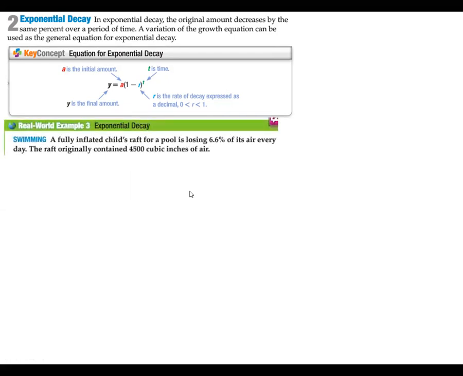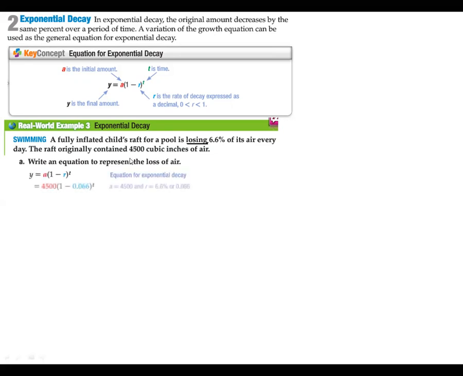So a fully inflated child's raft for a pool is losing, keyword, losing, which implies decrease or decay, 6.6% of its air every day. The raft originally contained 4,500 cubic inches of air. So let's write an equation that represents the loss of air. I know that the initial amount is 4,500 cubic inches. I know that the rate is 6.6%, but I also know that I have to put that in as a decimal, okay? So here's the original equation for exponential decay.